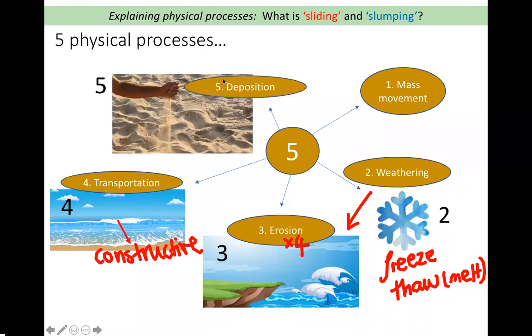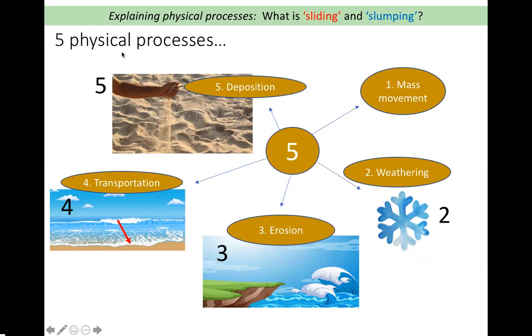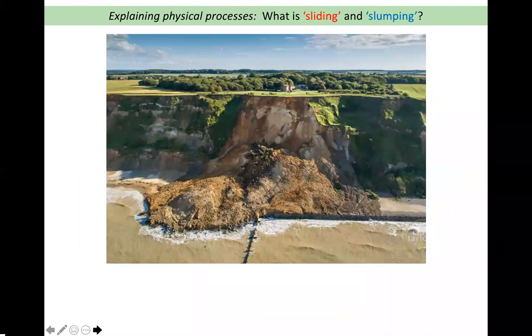And the final physical process, very importantly, is deposition. This is the dropping, a bit like this hand is doing with the sand, the dropping of sediment onto a beach by a low energy wave. And a constructive wave is a low energy wave. It doesn't have enough energy to erode, so it just drops the sediment onto the beach. Okay, let's move on. So, on to these two types of mass movement.